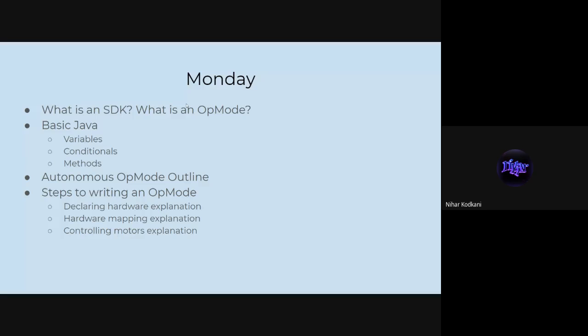And then we're going to talk about the steps to writing an actual op mode, which includes declaring your hardware mapping, and then how you actually control your motors. And then we'll also be doing a demonstration of that. And you guys can also follow along if you'd like.